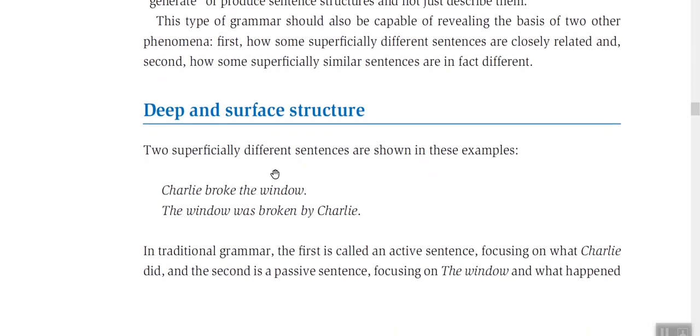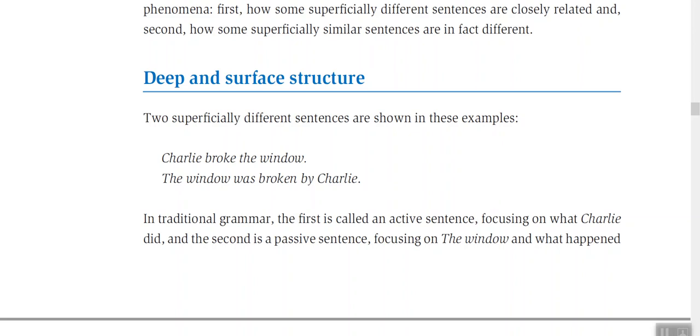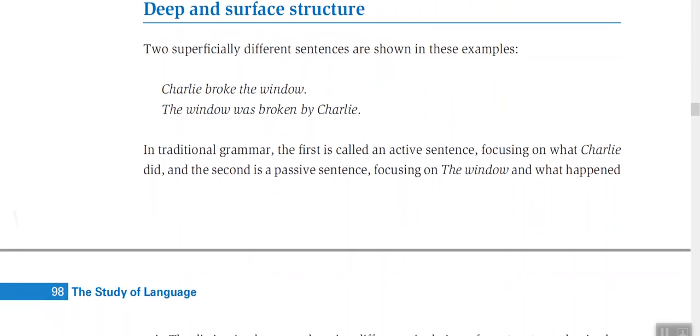Here, two superficially different sentences. They are different structures. Charlie broke the window. This is active. The window was broken by Charlie. Okay? Charlie broke the window and the window was broken by Charlie. In traditional grammar, the first is called an active sentence, focusing on what Charlie did, and the second is a passive sentence, focusing on the window and what happened to it.